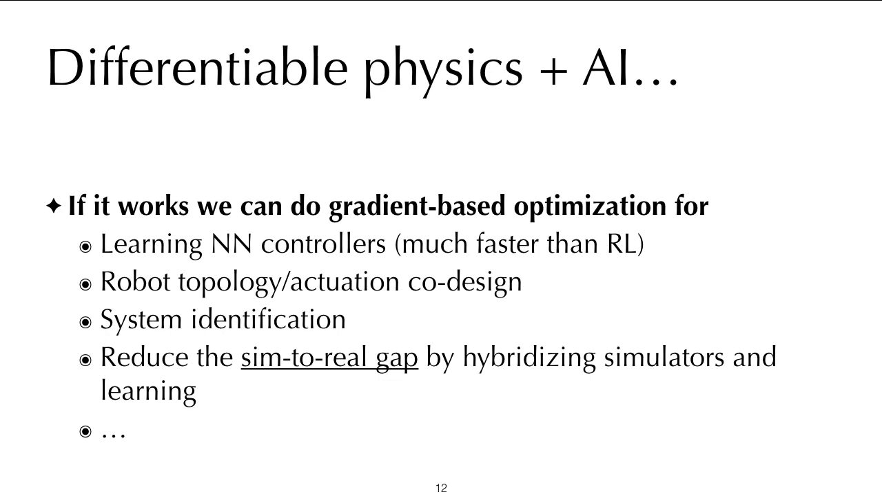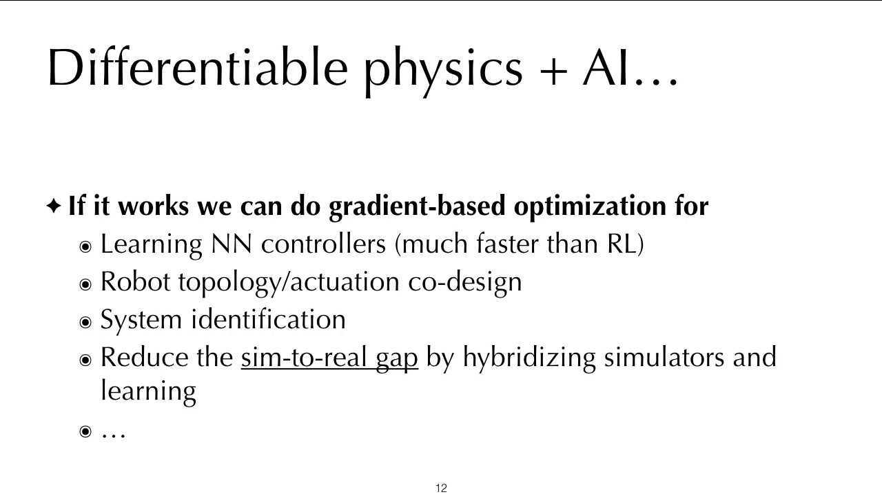Today, the focus is going to be differentiable physics plus AI. So if something like this works, what can we do? We can do a lot of things. We can somehow learn neural network controllers much faster than reinforcement learning. This is really attractive. And we can do robotic topology and actuation co-design, which means you're not only optimizing for the controller, but also optimizing the robot geometry.